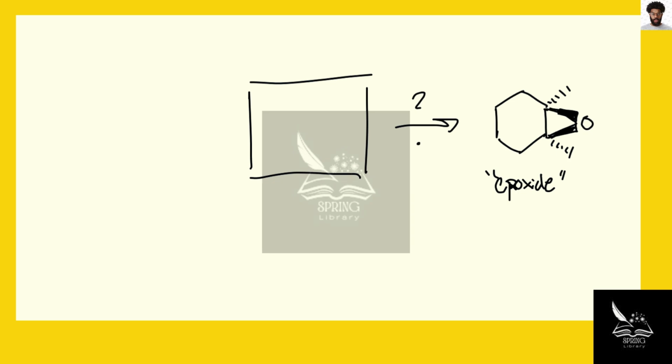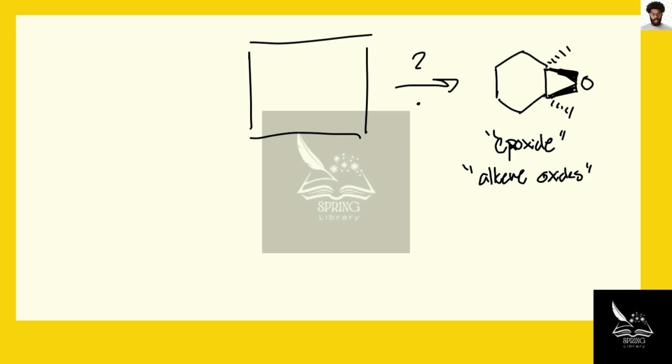Epoxides are, in fact, often called alkene oxides. And the idea here is that their reactivity is somewhat similar to alkenes, and they're often made from alkenes. So they, in some respects, behave like alkenes. And that's why they might be also called alkene oxides. Okay, how are they made?